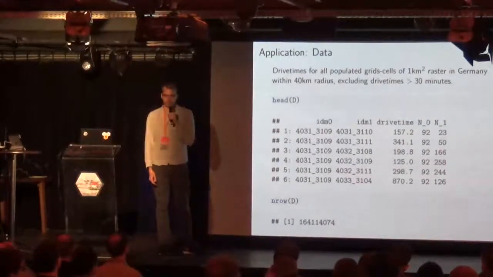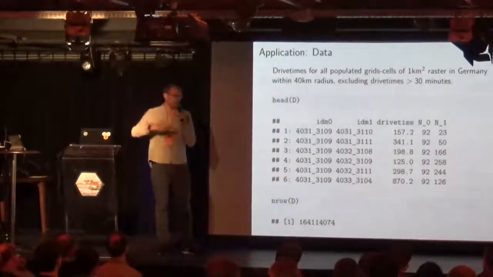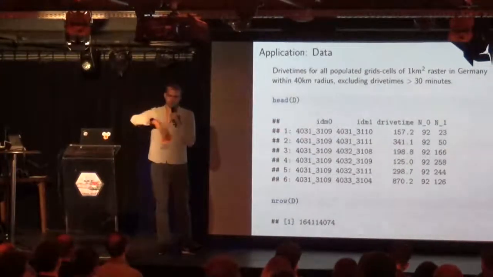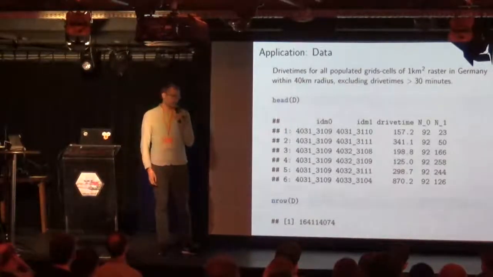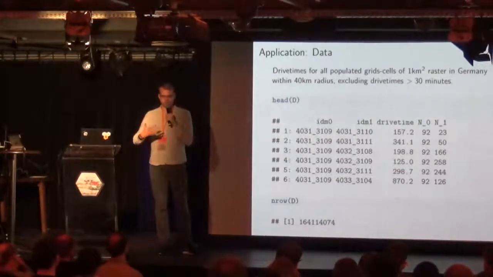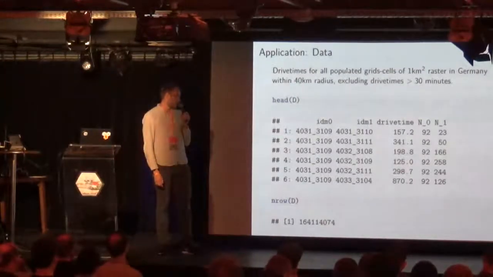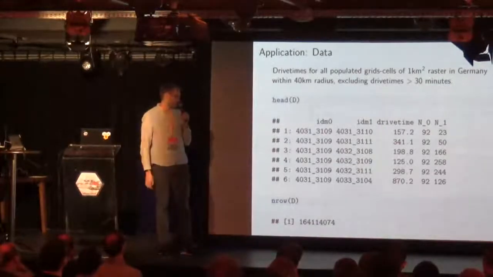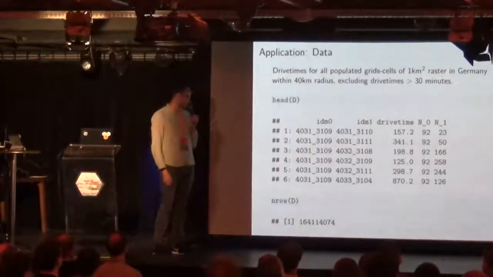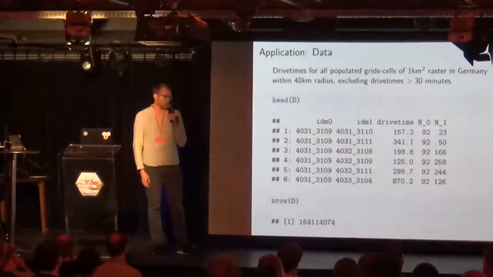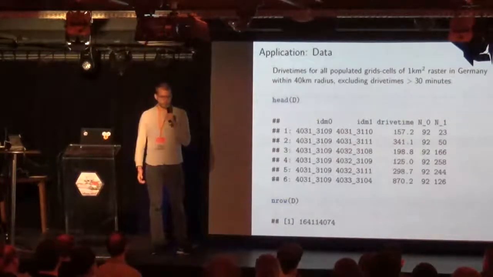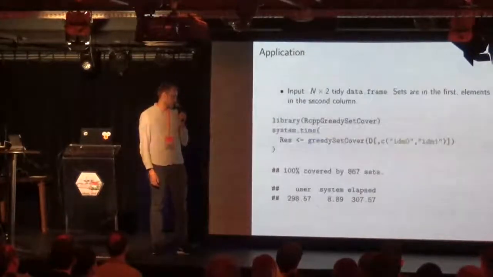And we have, as basic data set, just a tidy long data set. In our case, we had to look up all the drive times of all raster cells. And then you just exclude the ones which have drive times which are too large. If you do that, you end up with a pretty large data set. This is around 160 million rows, because it's long, not wide. So this is why this had to be fast.